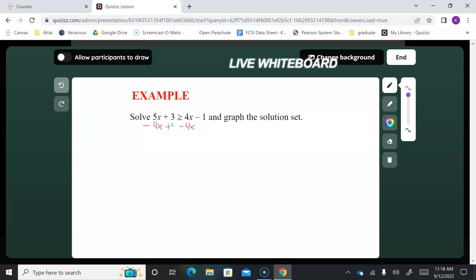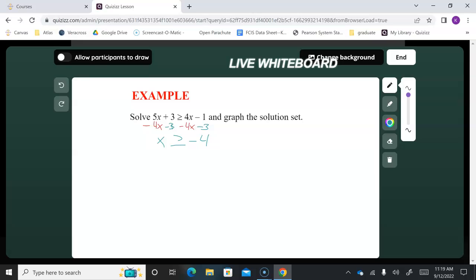Oops, I don't know why I put a 4. Or plus. What am I doing? Minus 3. No, B. 3. And minus 4x on both sides. Get our variable together, get our constants together. So x is greater than or equal to -4.